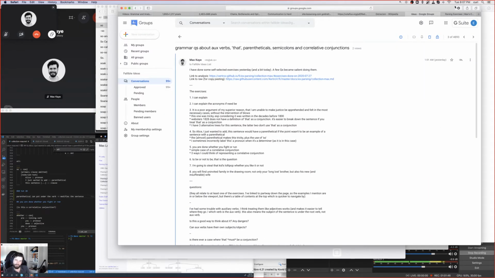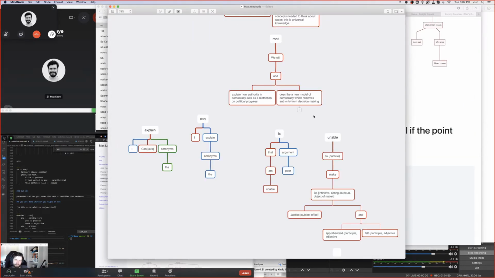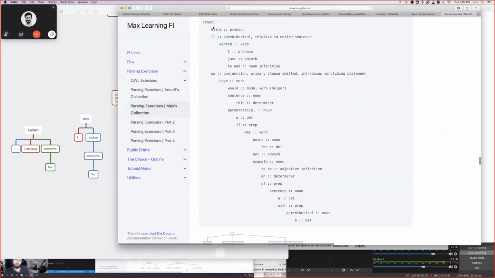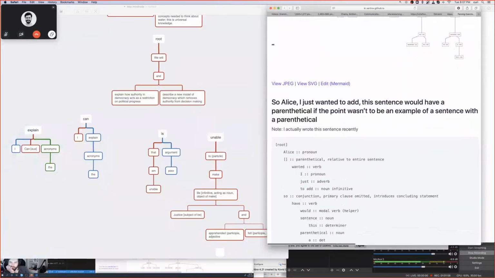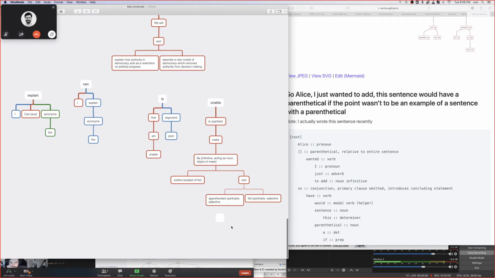So as a way to restructure it, let's take a look with a tree. I've got "would" as a modal verb, helper, under "have" as well. Yeah, that's not a big deal if you want to do it that way.